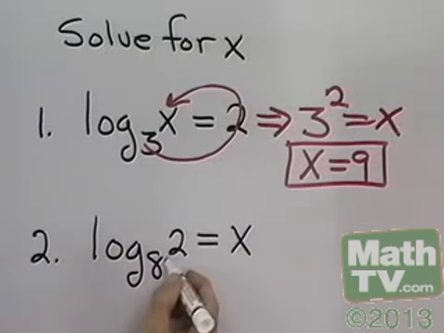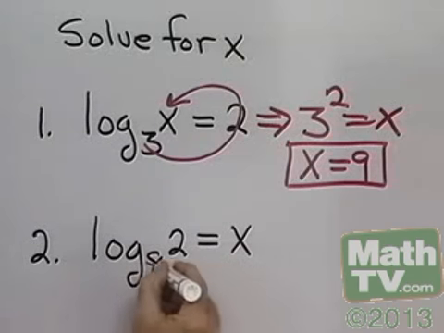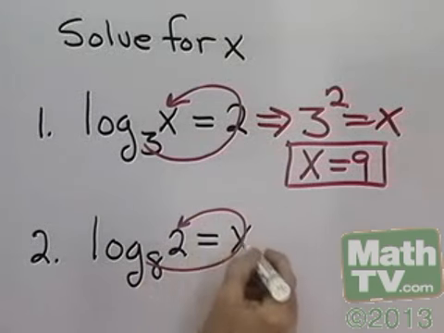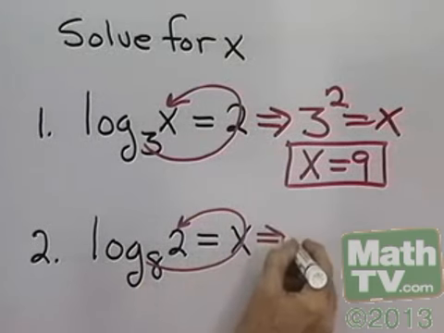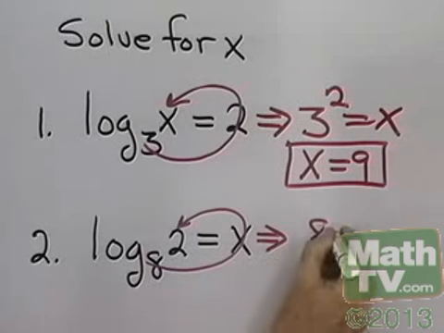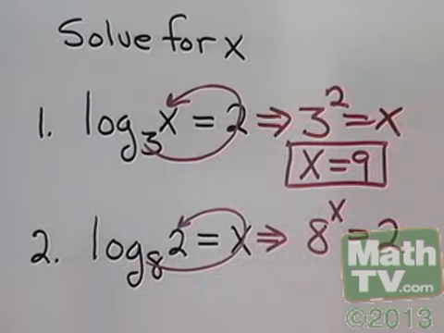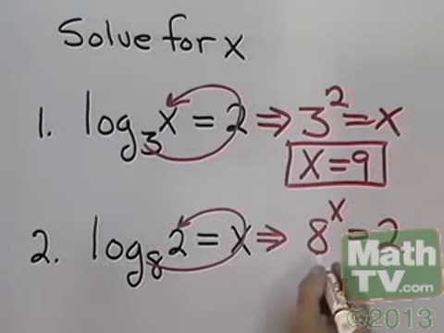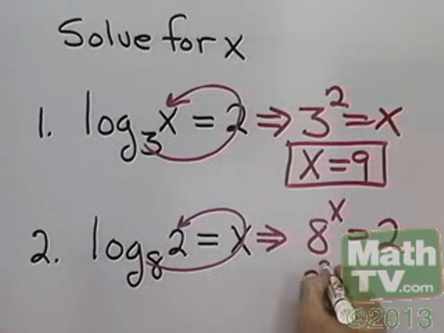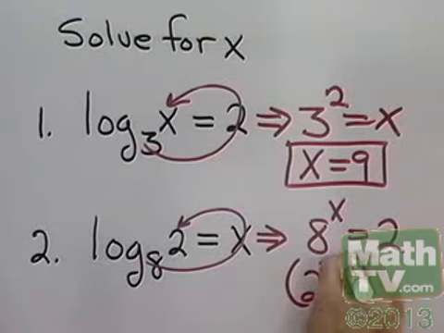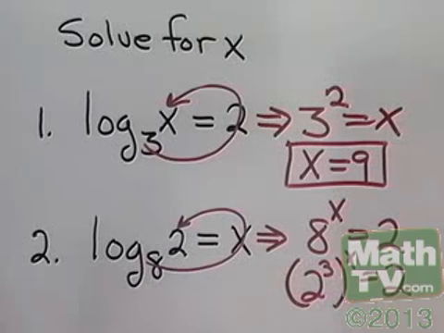Next one, log base 8 of 2 is equal to x. That means that 8 to the x is equal to 2. So I'll change to exponential form. 8 to the x is equal to 2. So what number do I raise 8 to in order to get 2? I'm going to write this as 2 to the third, to the x, is equal to 2.